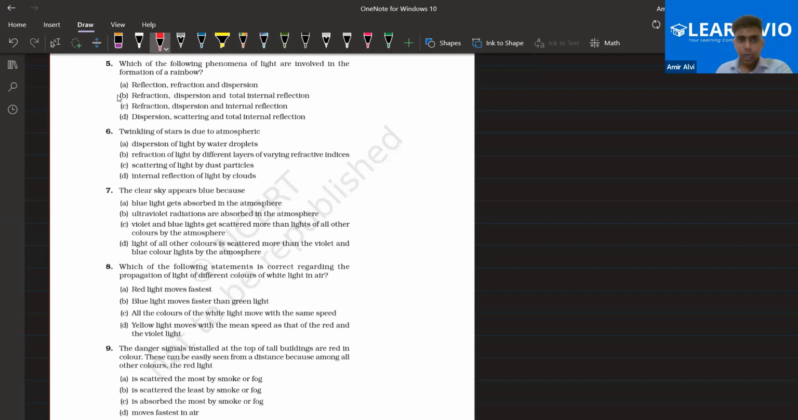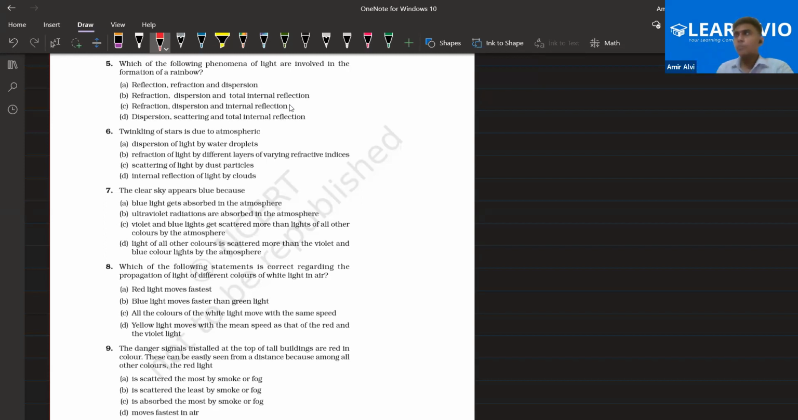So it means that our first and the last options are already discarded, right? Because they are saying reflection, so reflection is not the case, dispersion is not the case. The first thing that will happen is refraction. So now we have two options, either B or C. Let's see the B option, refraction, dispersion, and TIR, or you can say total internal reflection. Total internal reflection is the case in which light continuously reflects inside a medium.